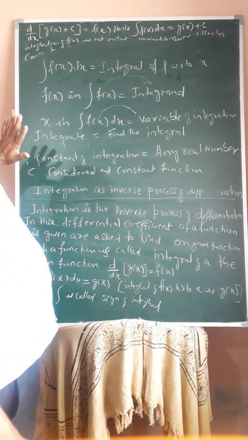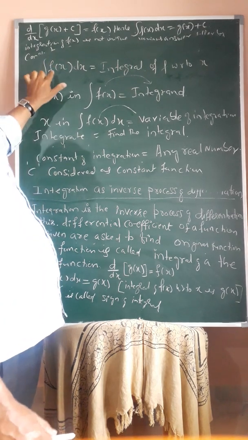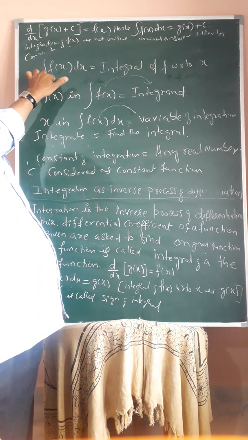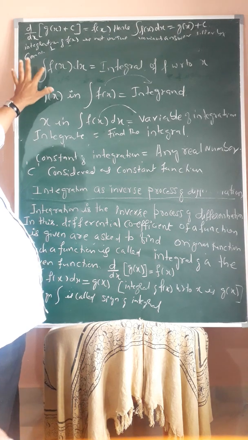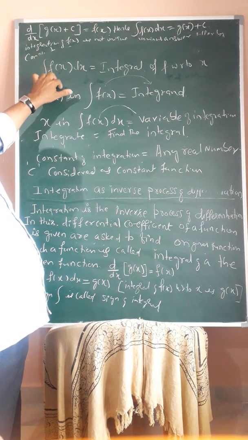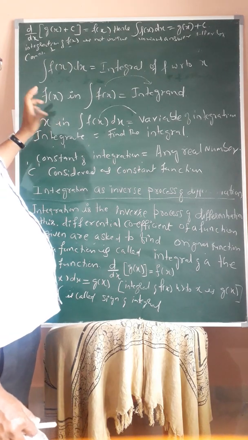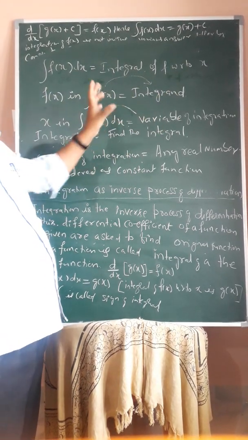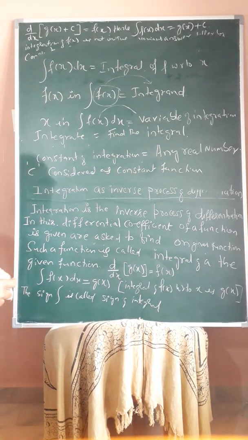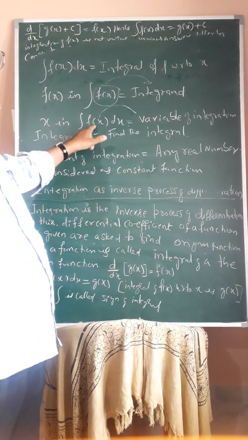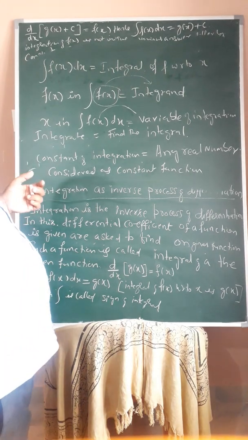So what notations are explained here? Integral of f of x dx means integral of a function f with respect to x. Under the integration sign, f is a function and x is the variable. Next, f of x in an integral is called integrand. X in integration of f of x dx is the variable of integration. It is a variable, not a constant.